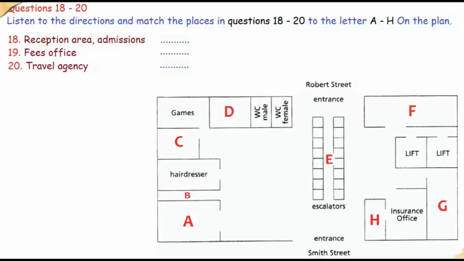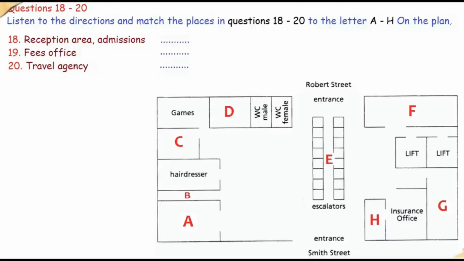No, but the fees office is in the same building. Go past the escalators and you'll see a games shop. It's in the corner. The fees office is between the games shop and the toilets. Thanks. Where can I buy books? The bookshop is opposite the lifts. It's right next to the entrance from Robert Street.